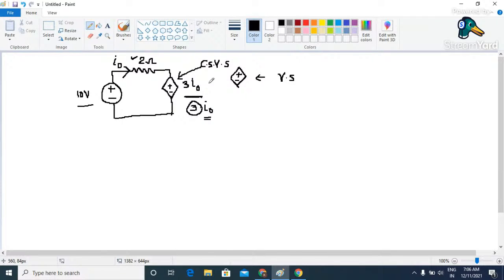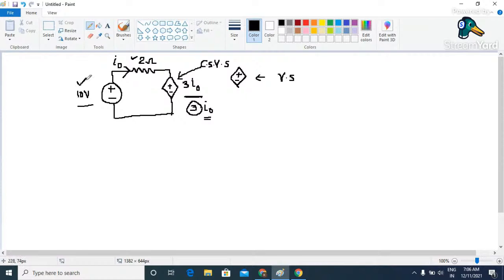We need to apply some laws. It may be the law of conservation of energy, or it may be the law of conservation of charge, to find the desired answer. So I hope this point is clear to everyone. In this particular circuit, we have three elements, out of which two are active.